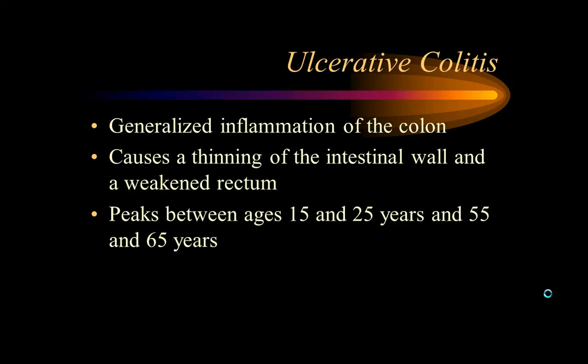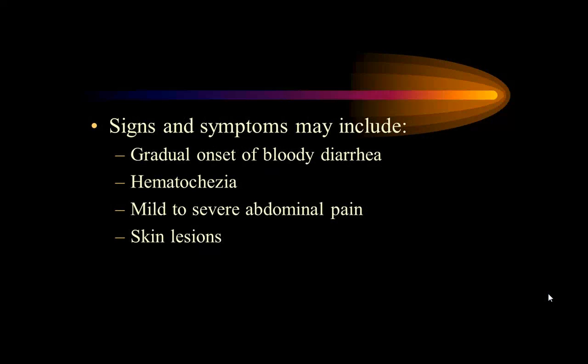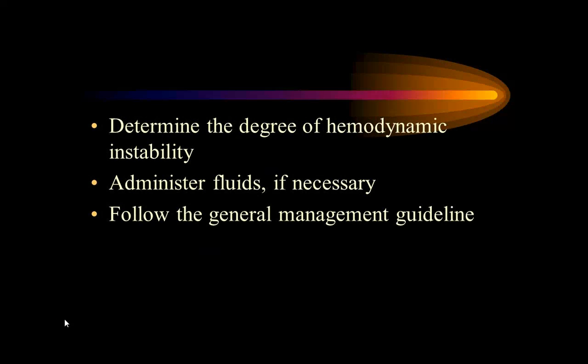UC, or ulcerative colitis, is inflammation of the colon. You get thinning of the intestinal wall. Then from there, they can have, similar to Crohn's disease, bleeding. A lot of the UC is bimodal, 15 to 25, and then over 55 and 65. Some people do in the 40s. Gradual onset bloody diarrhea, the hematochezia, the bright blood, versus the melena, which is your black tarry stools. Hemodynamics, give fluids if need be, and then pain control.